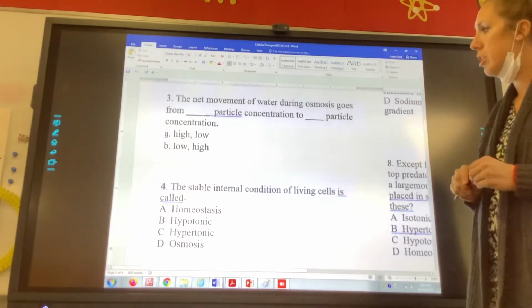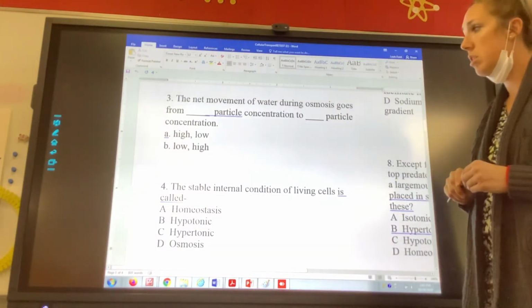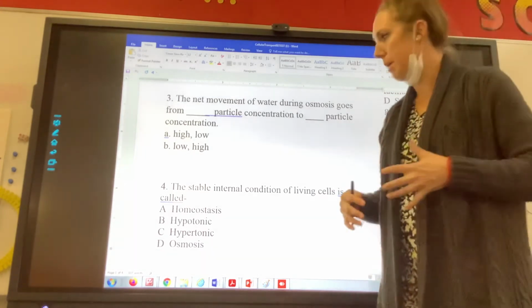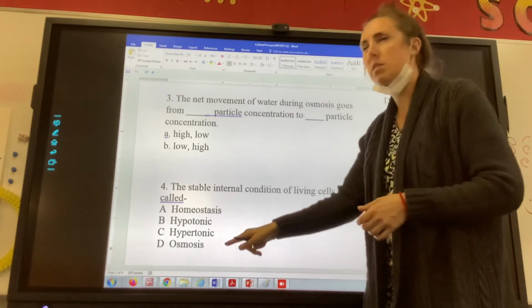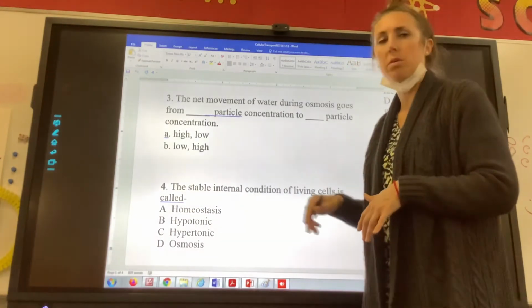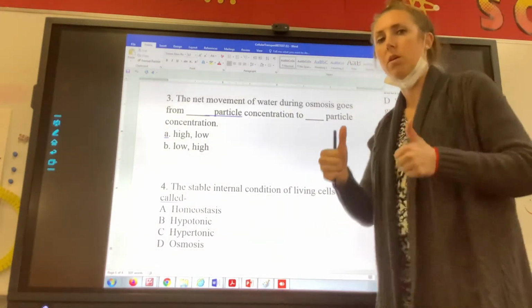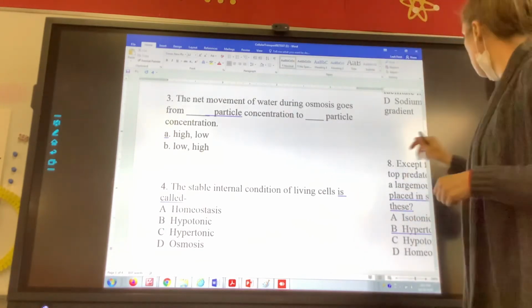The stable internal condition in living cells is called, what is it called when you're happy, healthy, stable? Hypo, not stable. Hyper, not stable. Osmosis, the movement of water. It's homeostasis. Homeostasis is your happy, healthy home state, so that's your answer.